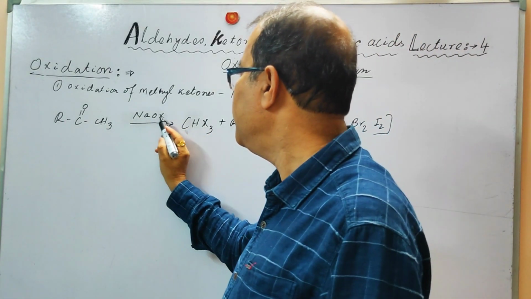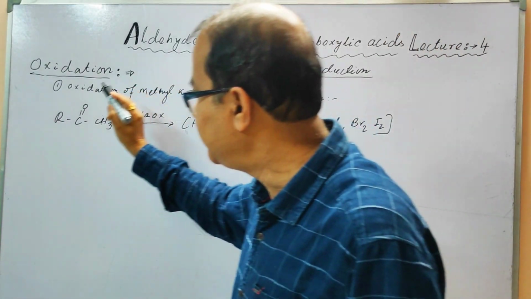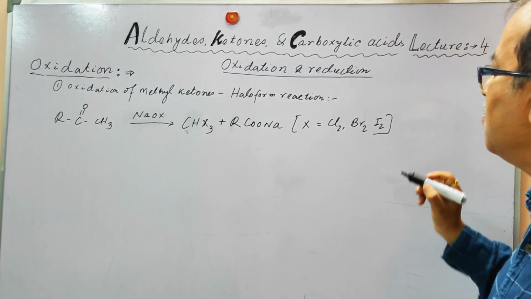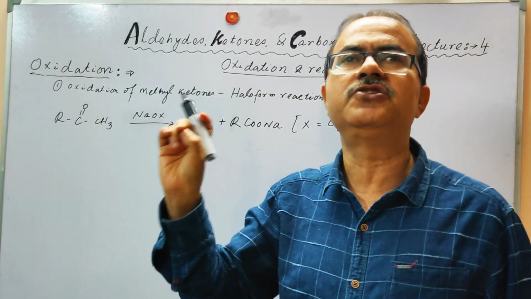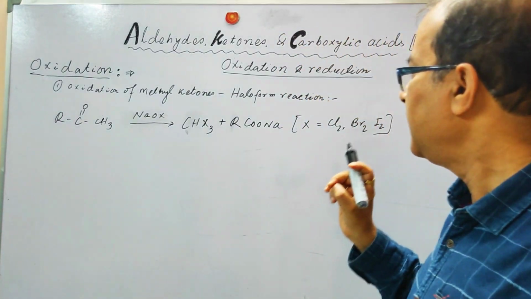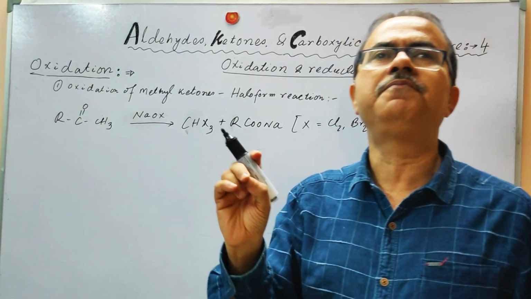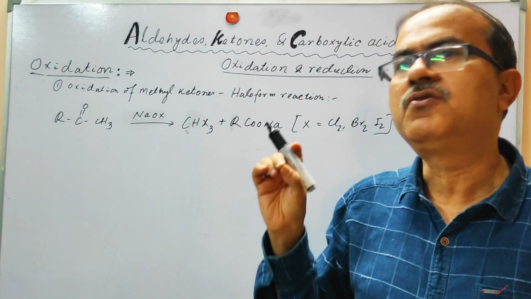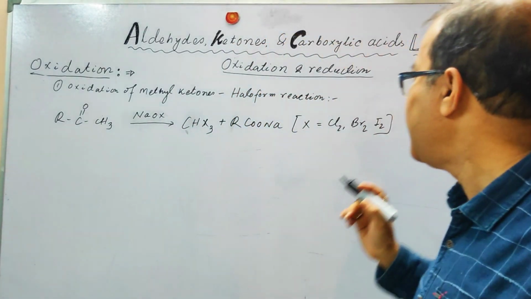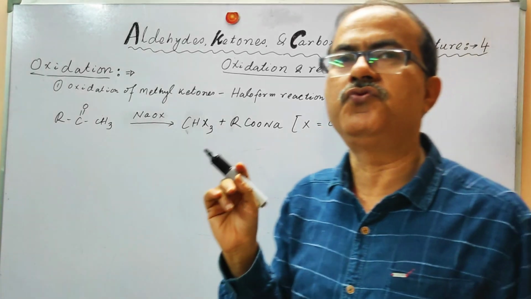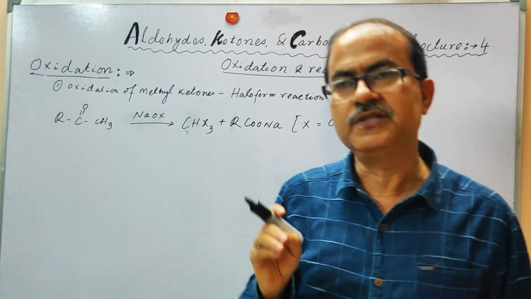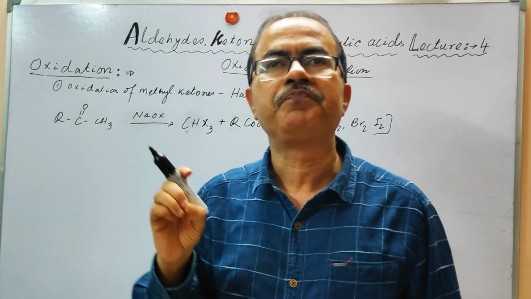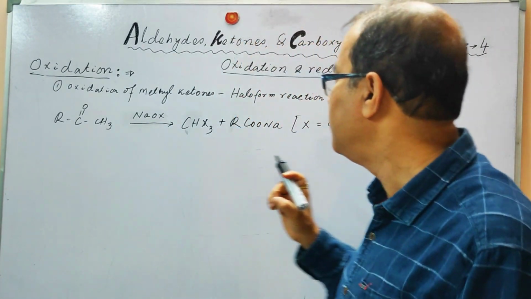So this is sodium hypohalite, and it is reacted with this methyl ketone, and this reaction is only possible when there is a CH3CO group. This reaction will help us to identify the CH3CO group in any compound, or a CH3CHOH group in the compound, which is basically oxidized to CH3CO. So this group can be easily identified from this haloform reaction.